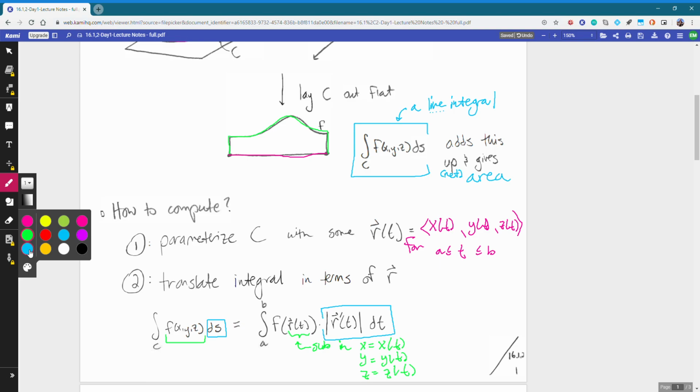Notice the a and b come from our limits, starting and stopping for our parameterization. Those become our limits of integration. And so here's our translation formula for a line integral once we have our parameterization. And what I'd like to do is look at a particular example to see how this plays out.